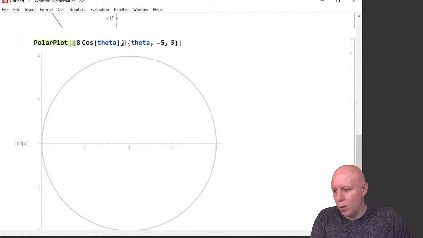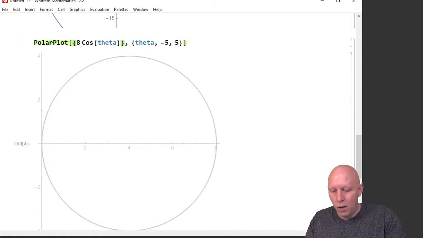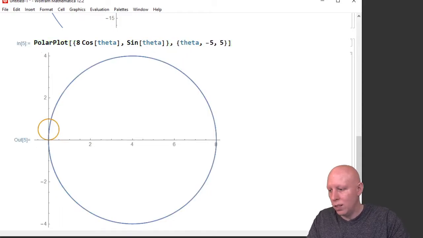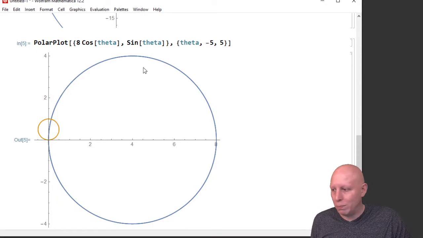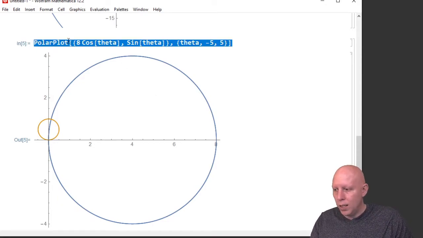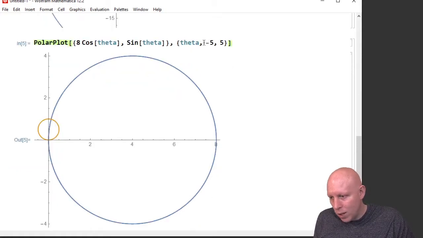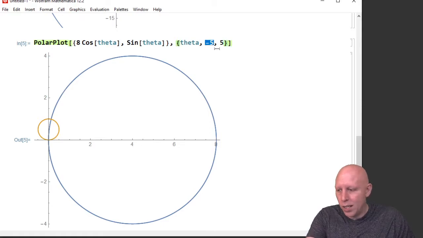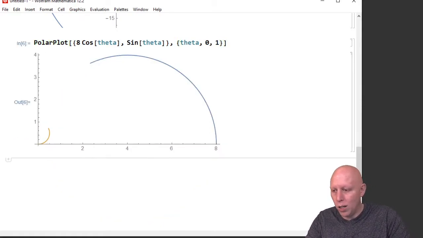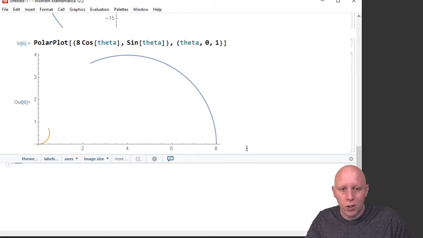If we wanted to plot multiple functions, we can put them both in a list here. So if we wanted to also plot Sin[theta], we would get that circle here at the same time. And now you can see here we really do need to be careful about what our bounds are, because if I had just taken theta to go from 0 to 1, that would only give us part of this circle. So in Mathematica, you really need to know what the domain is of your function that you care about.